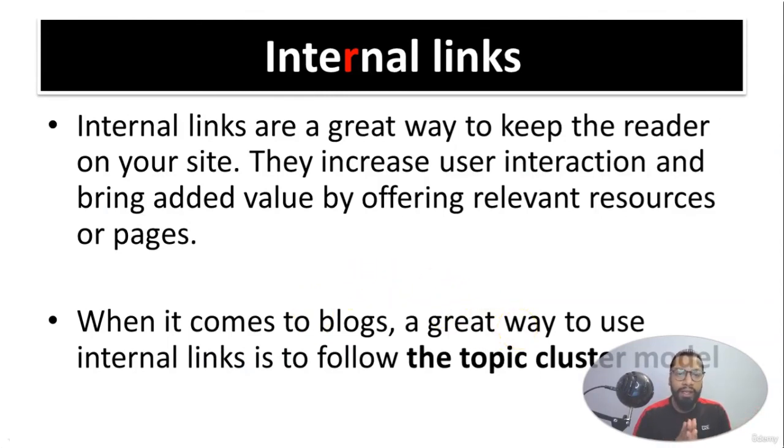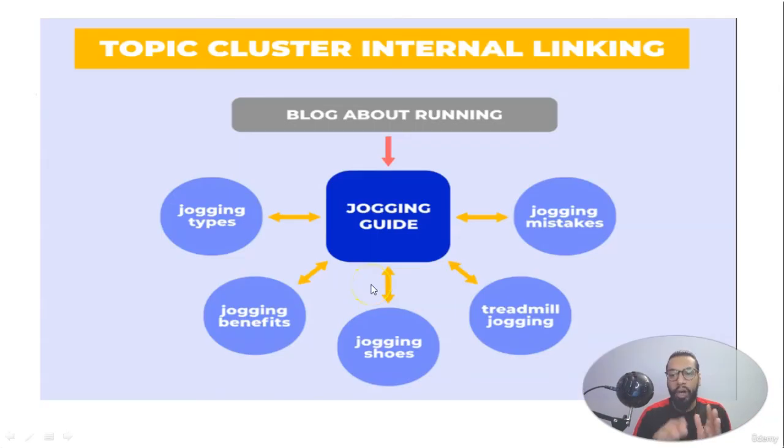So when it comes to a blog, a great way to use internal linking is to follow the topic cluster model. If you're writing a blog on jogging mistakes, you can internally link it with jogging types, and when you are in the jogging types blog area, you can refer to jogging benefits. So this is how topic cluster internal linking works, and it creates a lot of value.